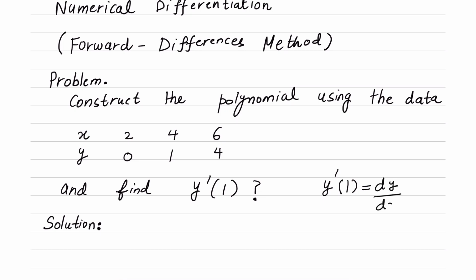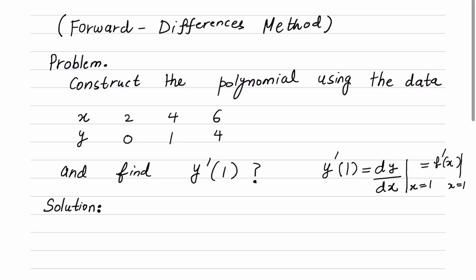which is the same as calculating the derivative of y with respect to x, and then in the place of x we will put 1. Or it is the same as calculating the derivative of the function f of x with respect to x, and then putting x equal to 1. So here we have to find the function f of x or y, which is the same as finding the polynomial from the given data.